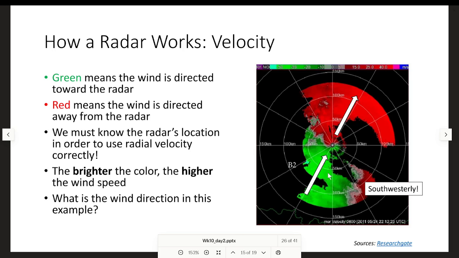So, the wind is directed towards the radar in the green. It's also directed towards the radar here, but it's just the component of wind that's going towards the radar. This wind may be moving differently, but we can't detect if the wind is going this way. We can only detect it in the radial direction. And then red means the wind is directed away from the radar.